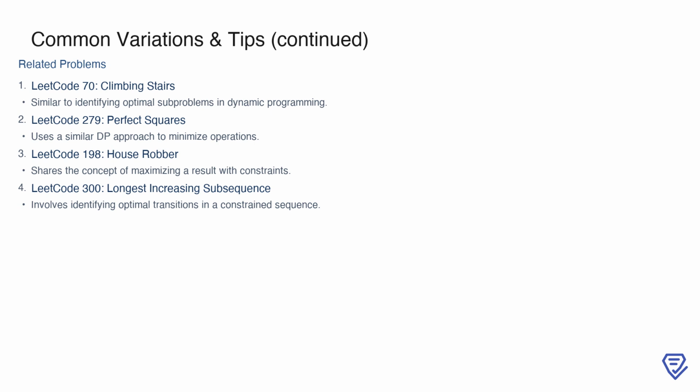LeetCode 279, Perfect Squares, uses a similar DP approach to minimize the number of operations, which can help you think about how to optimize keypress sequences. LeetCode 198, House Robber, is another great example, as it focuses on maximizing a result under specific constraints, much like how we aim to maximize the number of A's while staying within the keypress limit. Lastly, LeetCode 300, Longest Increasing Subsequence, introduces the concept of identifying optimal transitions in a constrained sequence. These problems all reinforce the importance of breaking down a problem into smaller, manageable parts and optimizing transitions between states.